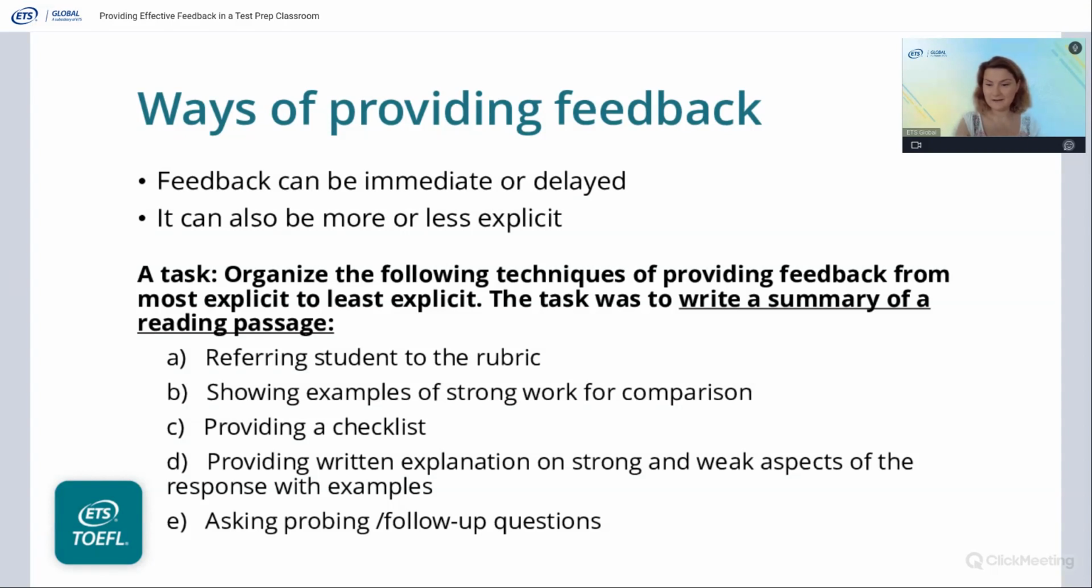Okay, so somebody, Fatima, thank you, you wrote D. So you believe that D, providing a written explanation on strong and weak aspects of this response with examples, is the most explicit. Yes, I would definitely agree with that, because it's related to this specific response and specific task. Okay, then what would be the next? Again, if we talk about a very specific task, so not in general how to write a summary, but how to write a summary for this specific passage.